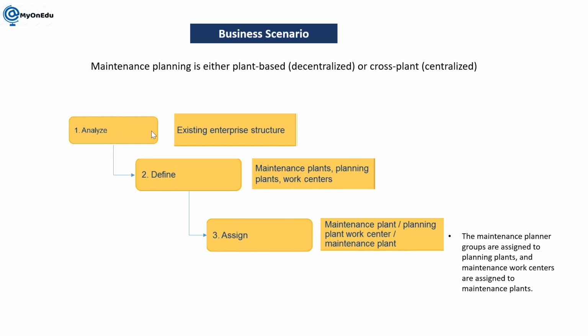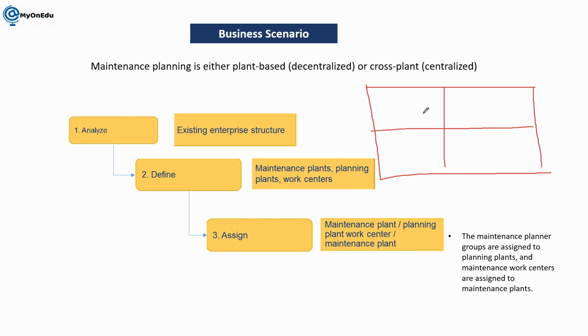First is decentralized, and second is centralized. Let's say, just to understand this, you have these different plants. Let's say this is 1, this is 2, this is 3, this is 4.